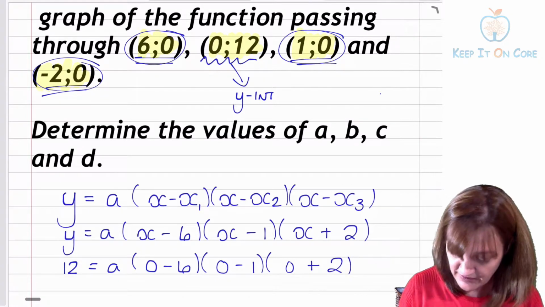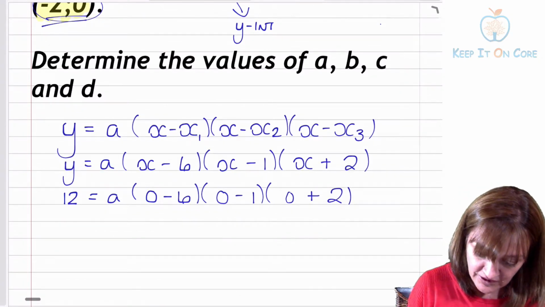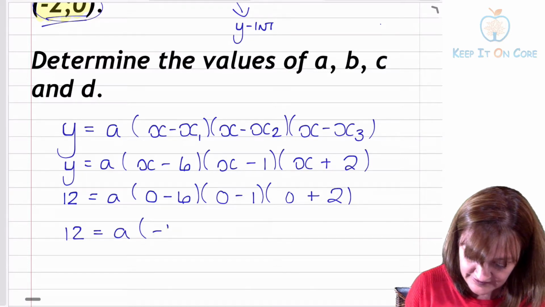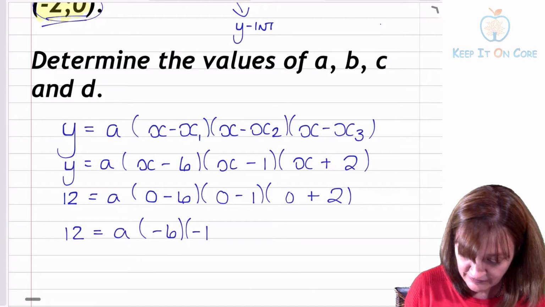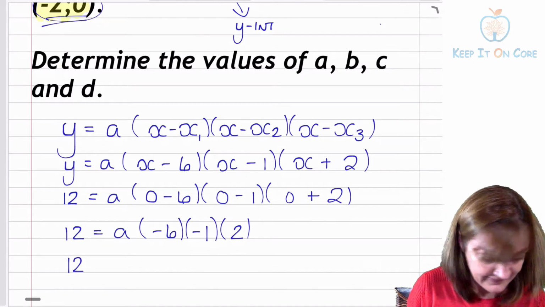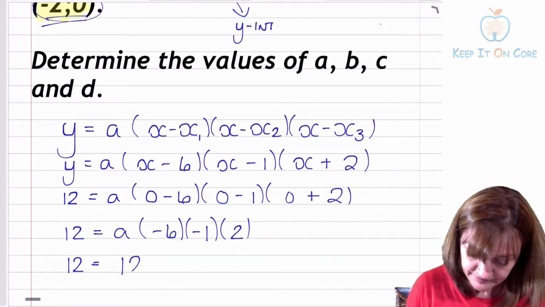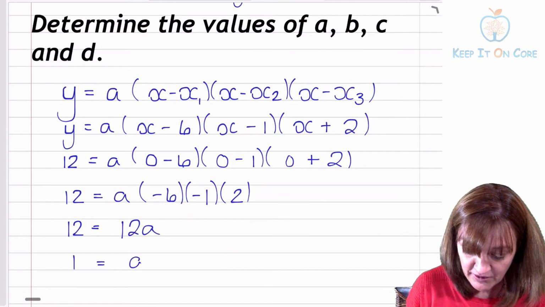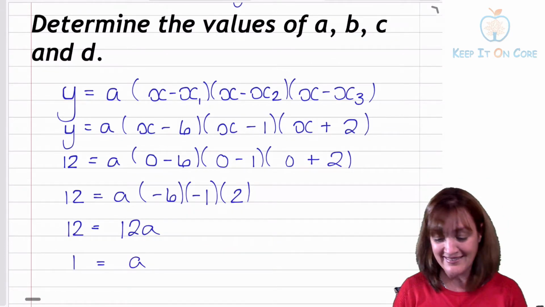Okay. All right, and what is that giving you? So we've got 12 is equal to a times negative 6, negative 1, and 2, and that's very nicely giving us 12a. And 12 divided by 12 is giving me a value of 1. All right, so that works out nicely.